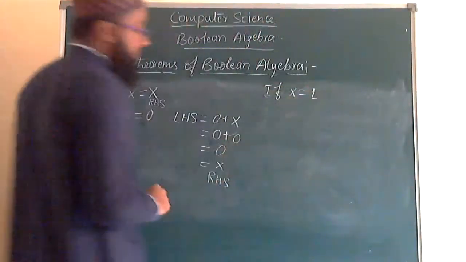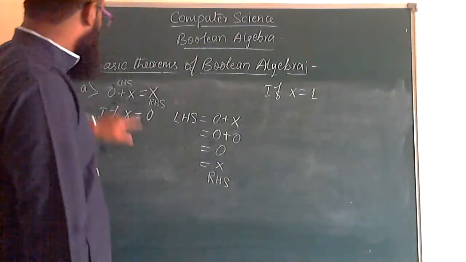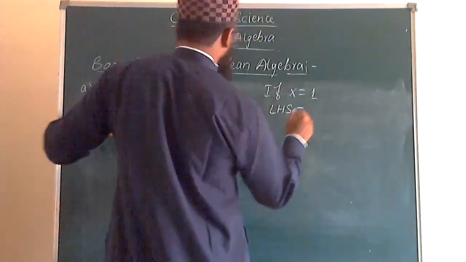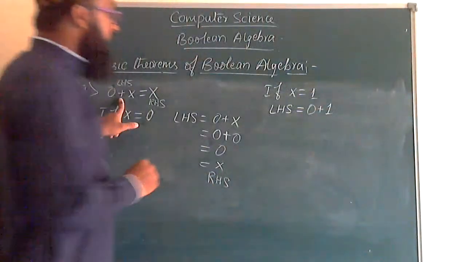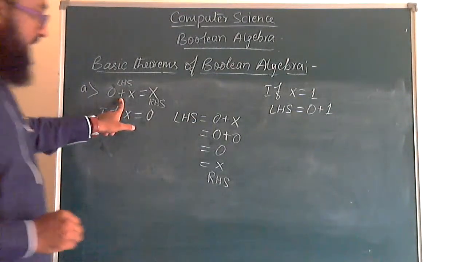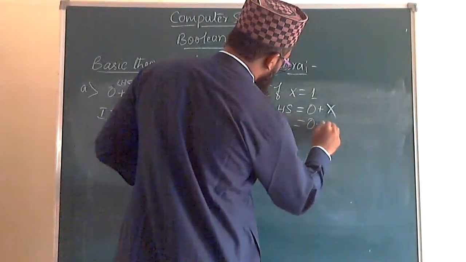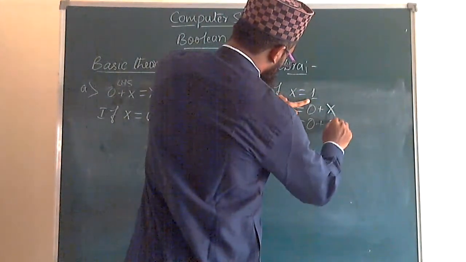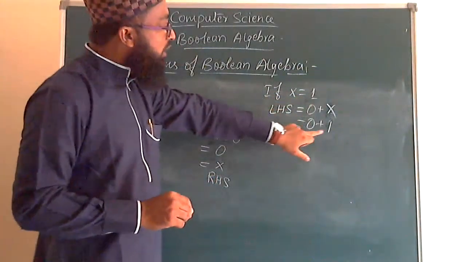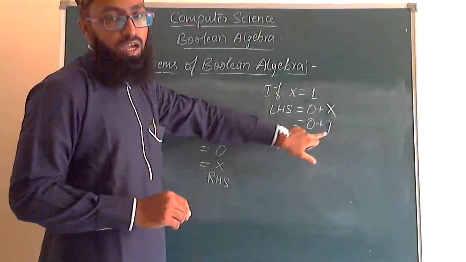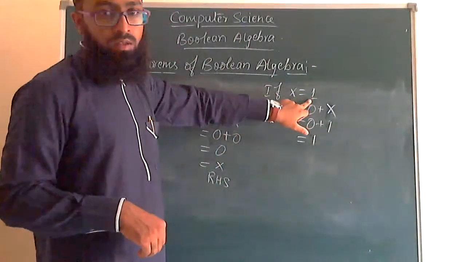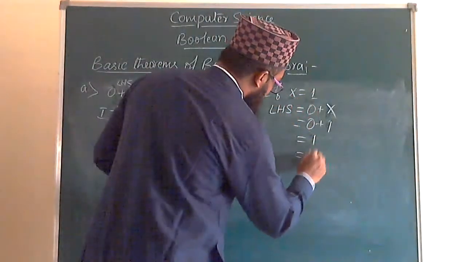Next, if x is equal to 1, take the left hand side. LHS is equal to 0 plus x, which is equal to 0 plus, what is the x value here? The x value is 1, so we take x value as 1. 0 plus 1. If we add 0 with 1, then the answer will become 1. So here the x value is 1, so 1 will become x, which is equal to x.